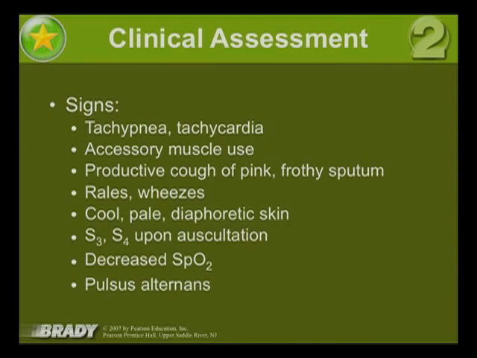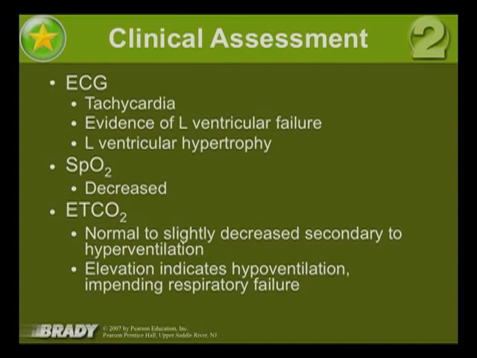Decreased oxygen saturation and pulsus alternans, which a lot of times we'll confuse with pulsus paradoxus, but pulsus alternans is simply that waxing and waning between a weak and strong thready pulse. On the ECG, you'll get tachycardia, evidence of left ventricular failure, left ventricular hypertrophy. You'll have a decreased oxygen saturation, and your end-tidal CO2 will be normal to slightly decreased secondary to hyperventilation. The elevation indicates hypoventilation, impending respiratory failure.